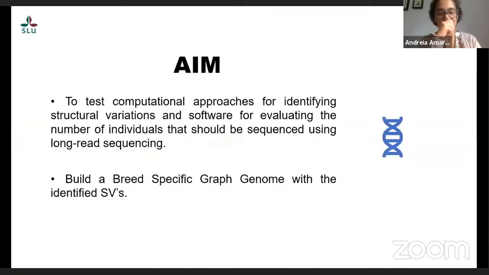The aim of this project is to find the best computational approach for identifying structural variations, and to evaluate the best software for a number of individuals that should be sequenced with long read sequencing. We would also like to build a graph genome with all the identified structural variations.